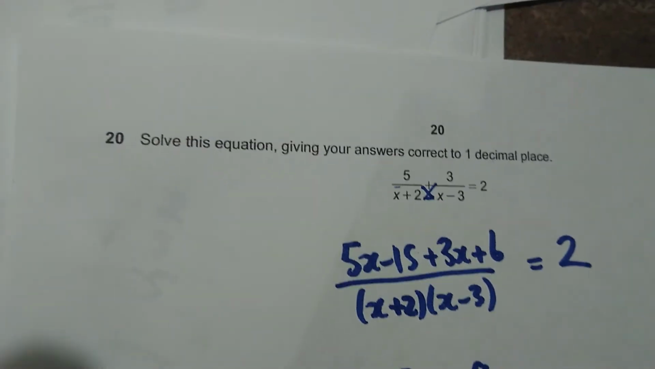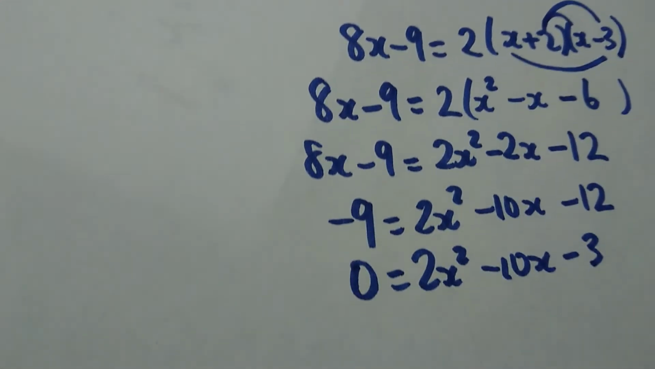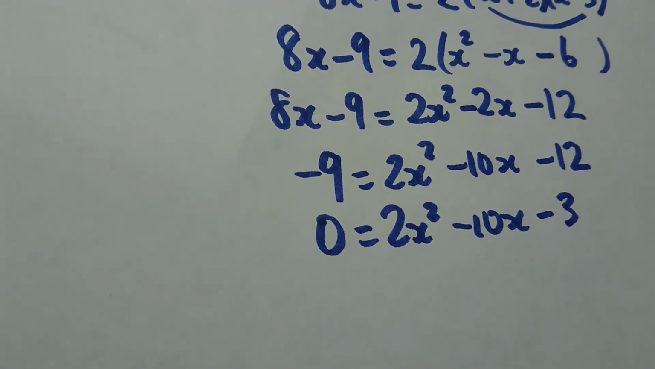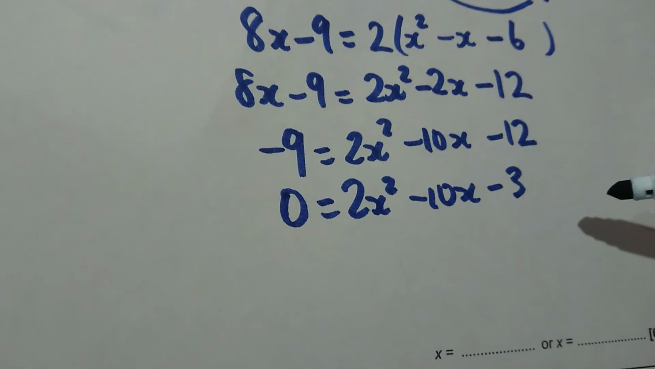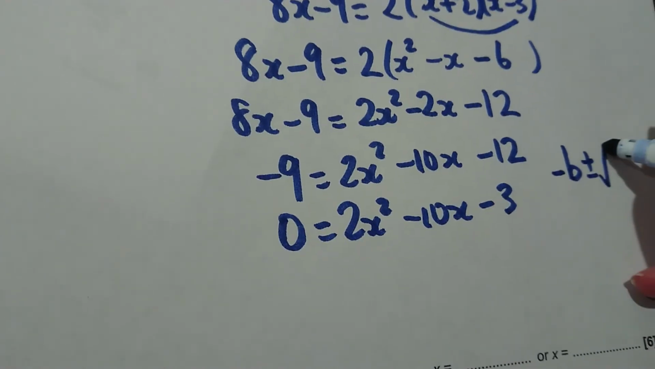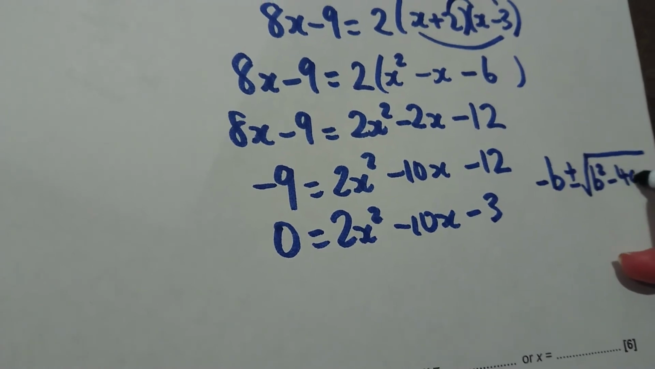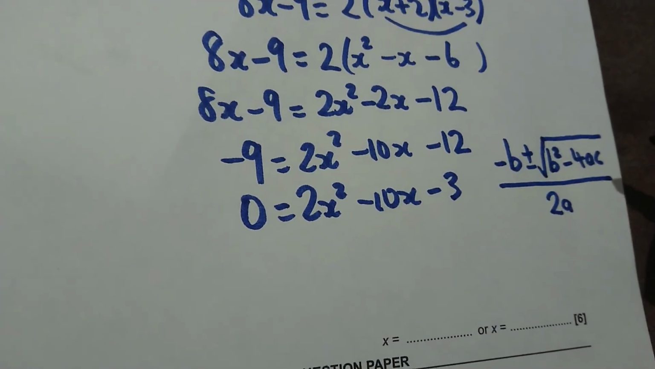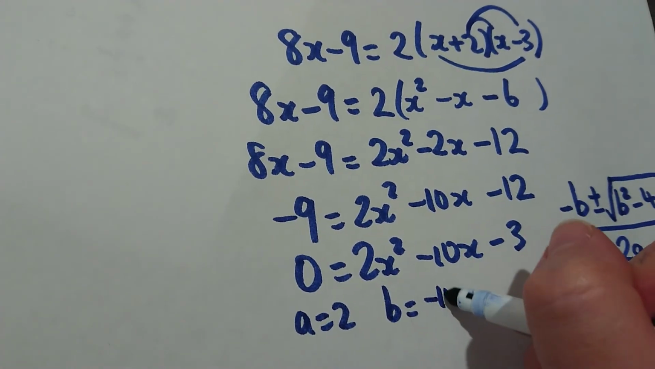Checking the question, the fact it's saying correct to 1 decimal place tells me this is not going to factorise. If it was going to factorise, you wouldn't have decimal places in your answer, or there'd be no need to say to round it. So therefore, this is the quadratic formula, which will be in your paper as well. So it's minus b, plus or minus the square root of b squared minus 4ac, all over 2a. So putting these numbers in, we've got a equals 2, b equals minus 10, c equals minus 3.